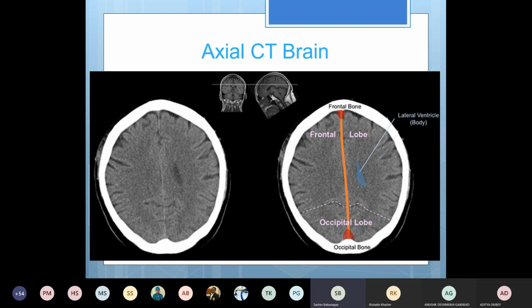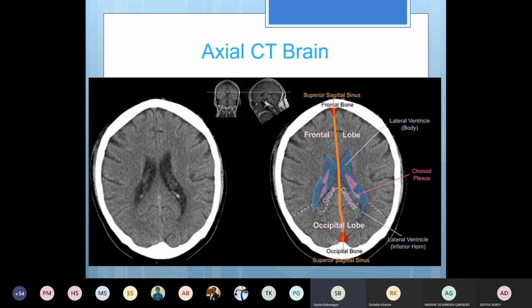As we go further down, this is the axial section showing a larger portion of the frontal lobes, right side, left side, and you begin to see the body of the lateral ventricle here and the occipital lobes on either side. And in the midline, you have the superior sagittal sinus traversing posterior to anterior.